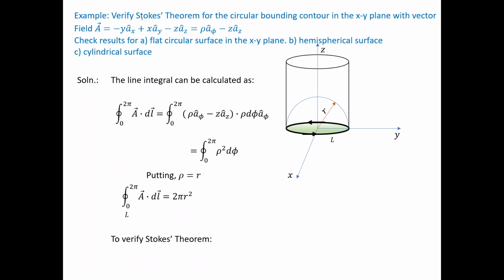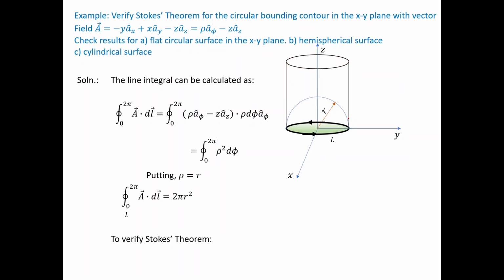For example, verify Stokes theorem for the contour in the xy plane with the vector given. We have to find the circulation over this closed path L, which is situated in the xy plane with origin as the center. Now there are three geometries present. One, the flat circular surface given by the green colored area, and then a hemispherical surface, and then the cylindrical surface.